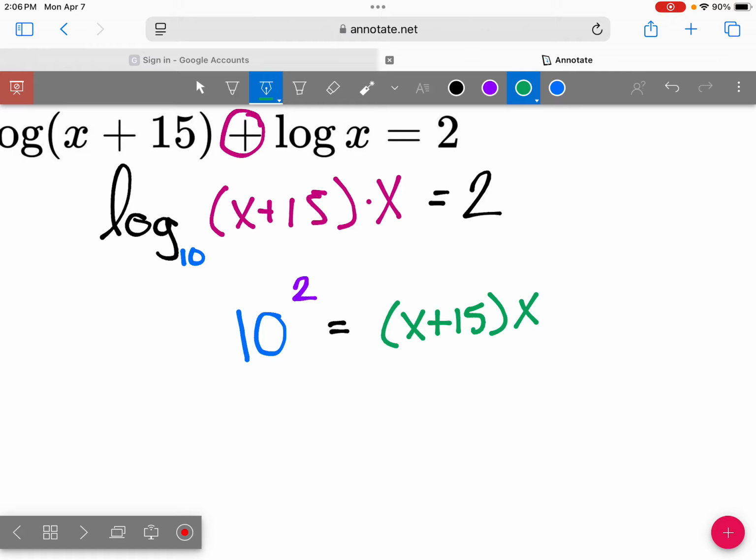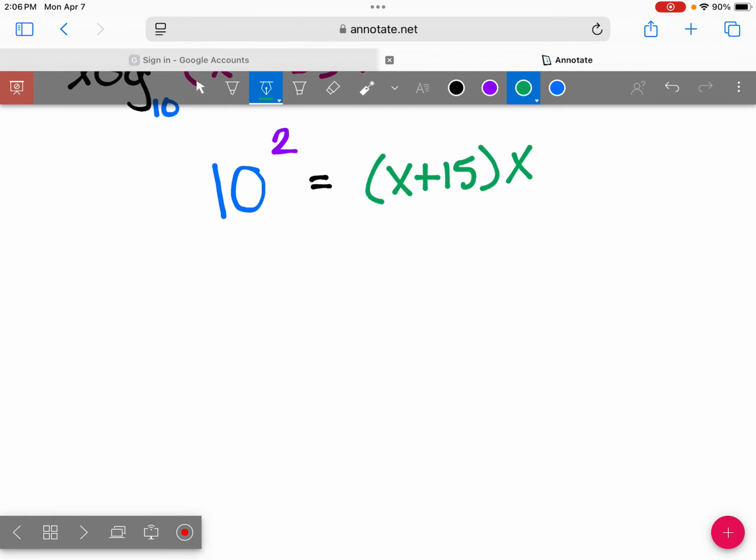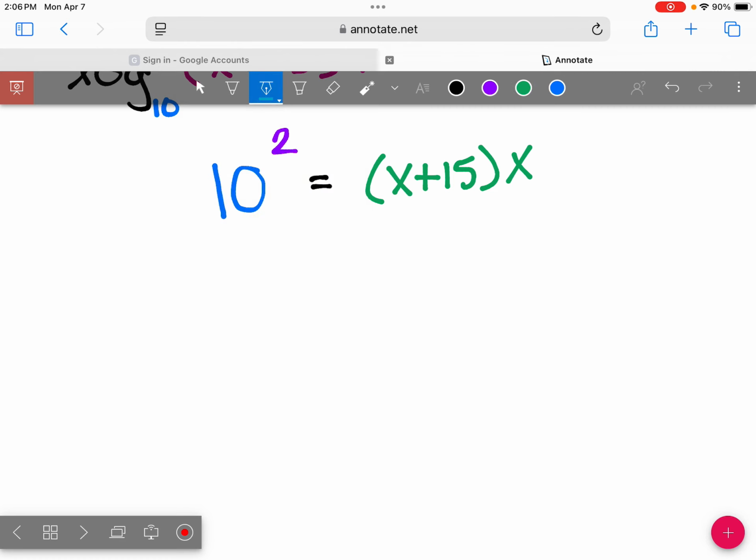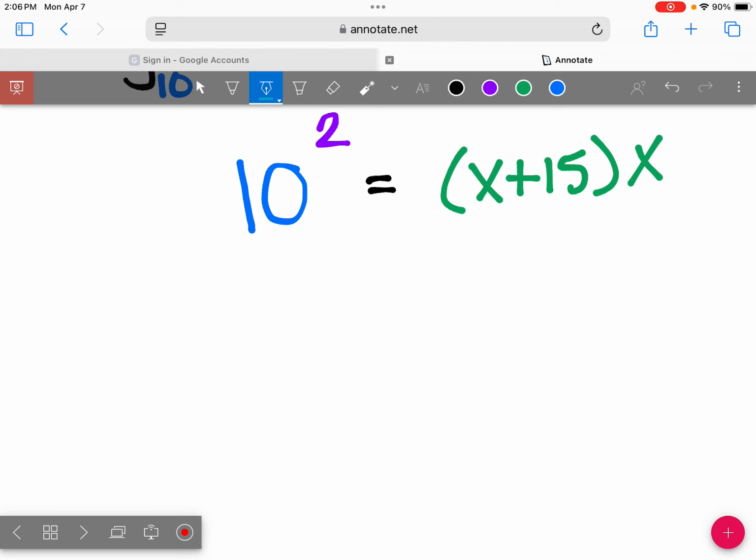Once we get it here, we can pretty much ignore the log stuff up above it, and we can just look at this stuff. And we can simplify some things here. What can we simplify in this step? What is 10 squared? 100.